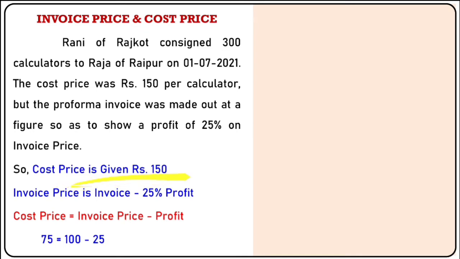Cost price is given. If invoice price is made at 25% of profit, so cost price is equal to invoice minus profit. So invoice 100 minus 25. So cost price is 75.